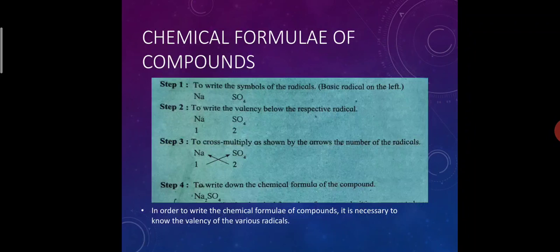Step 4. After cross multiplication of valencies, write down the chemical formula of the compound sodium sulfate, that is we get Na2SO4. In order to write the chemical formula of compounds, it is necessary to know the valency of the various radicals.